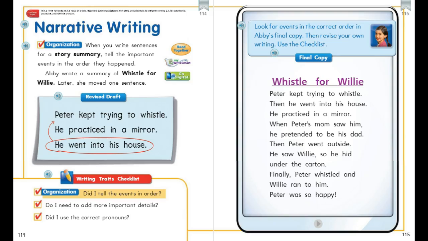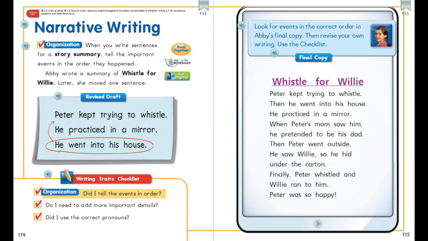Please turn to pages 114 and 115 in your student book. When you write sentences for a story summary, you tell the important events in the order that they happened. We're going to look at a little girl, Abby's draft, and she wrote a summary for Whistle for Willie.